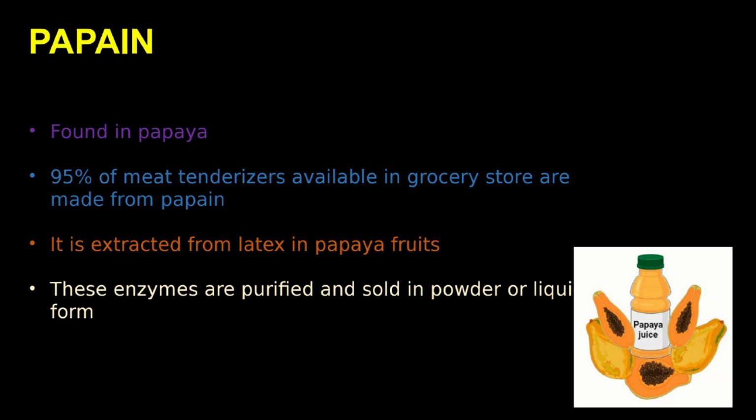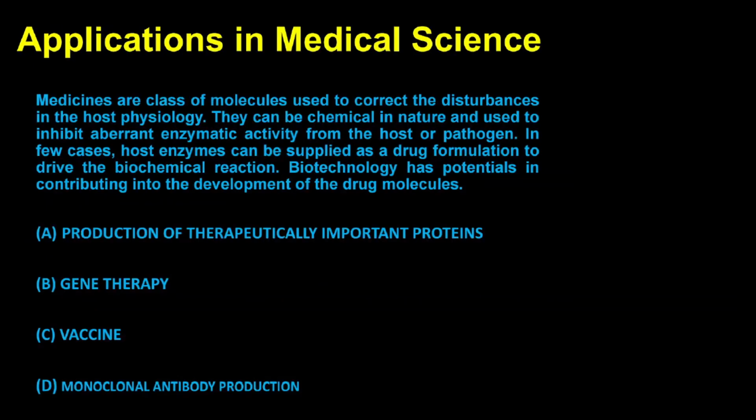95% of meat tenderizers available in the grocery store are made from papain. It is extracted from the latex in the papaya fruit. These enzymes are purified and sold in powder or liquid form. Okay, then again, these were the applications in the food industry.